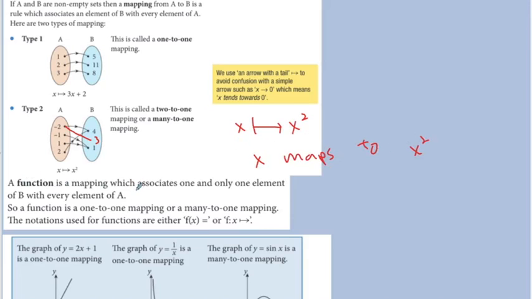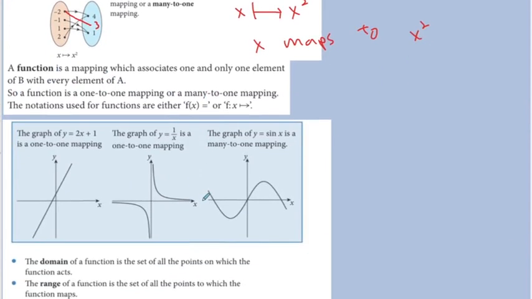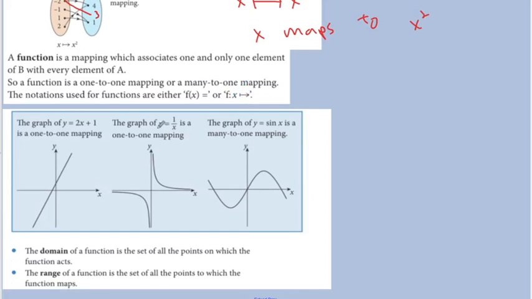A function is a mapping which associates one and only one element of B with every element of A, like we've been talking. So a function is a one-to-one mapping or a many-to-one mapping. The notations used are either f of x or f, the function x maps to. The graph of y equals 2x plus 1 is a one-to-one mapping. Each x only has one.